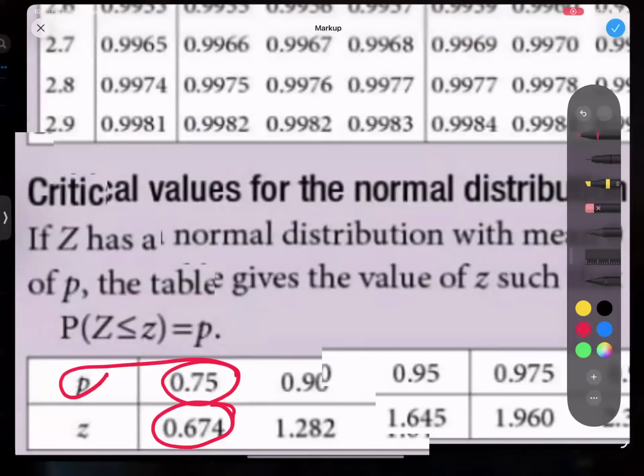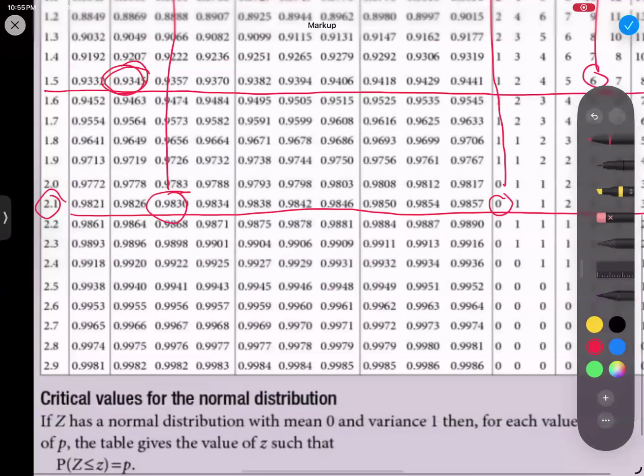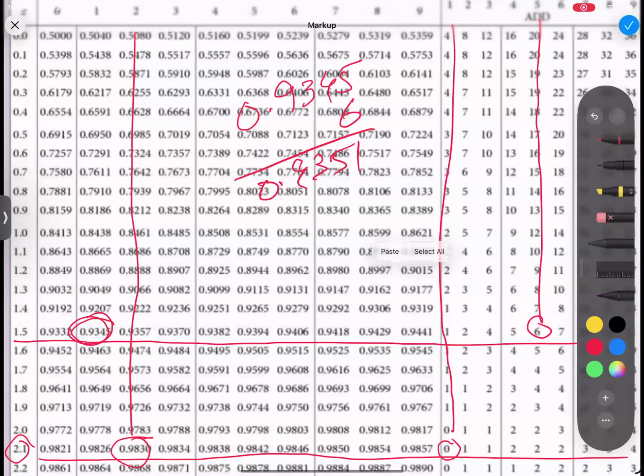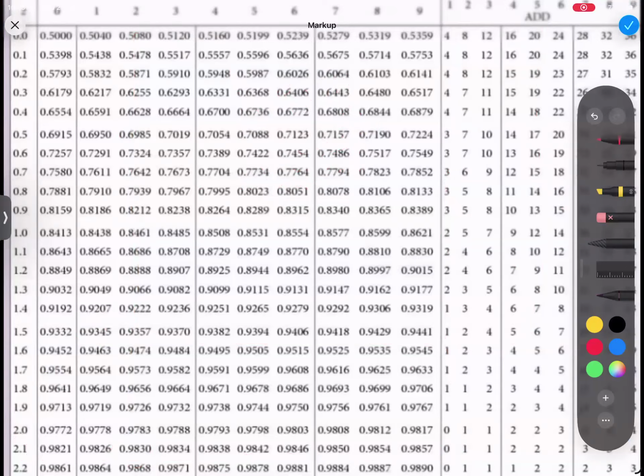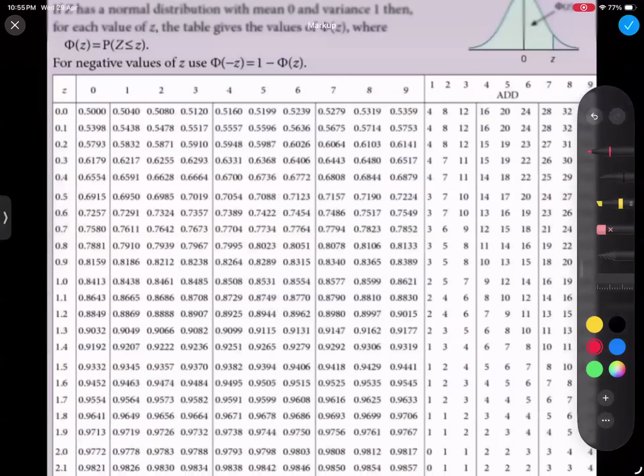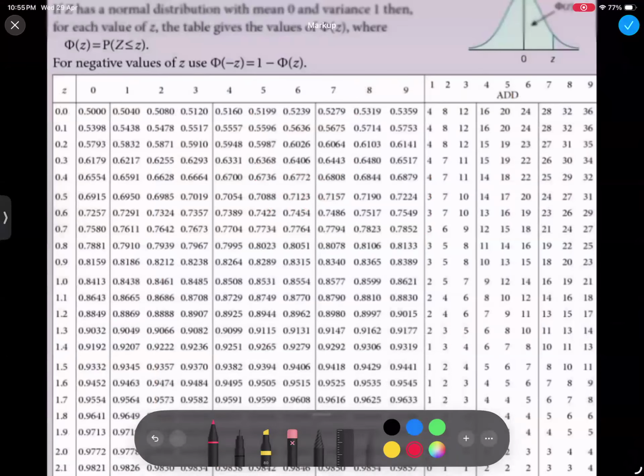So 0.4. Let me erase this all. Select all and delete. So I'm looking for what number, students? 0.48, 0.4 here. 0.484. 8 is here and 4 is this. So last number, no need.